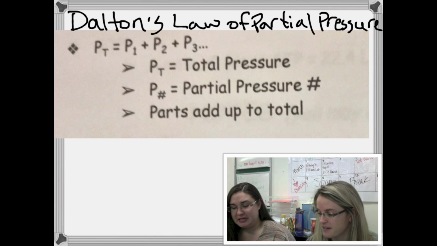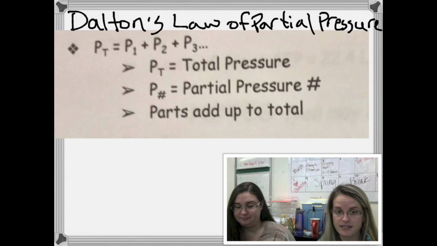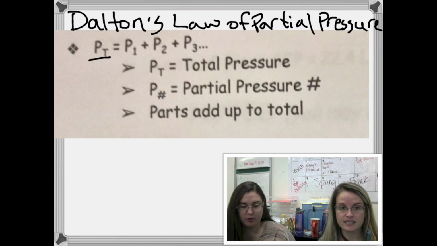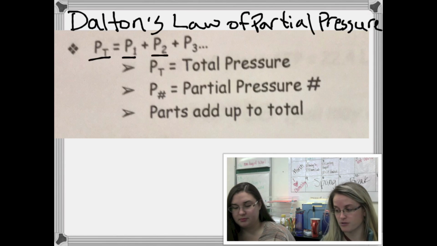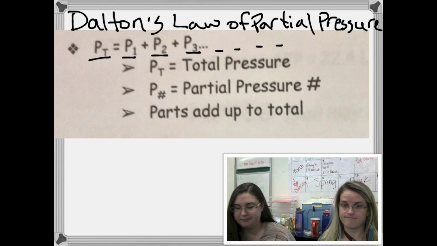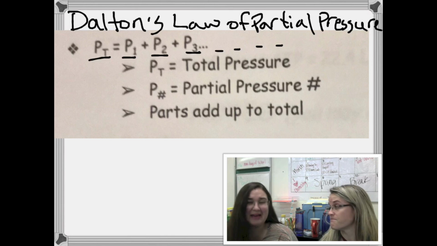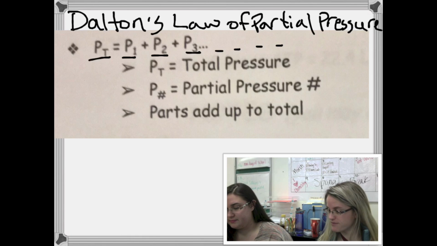Okay, so Dalton's law of partial pressure just says that your total pressure is equal to the sum of all of your partial pressures. We could write that as an equation: P with a subscript T, your total pressure, is equal to P1, the partial pressure of your first substance, plus the partial pressure of your second, plus the partial pressure of your third, and then dot, dot, dot, however many you have. If it keeps going, you keep the equation going. It could be fewer than 3; you could have just 2. That's fine.